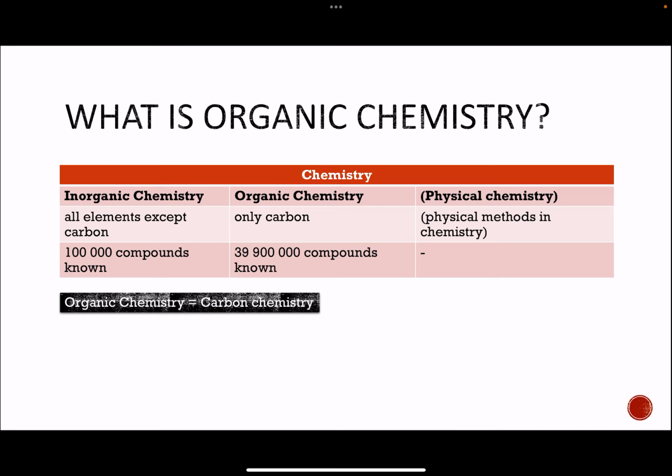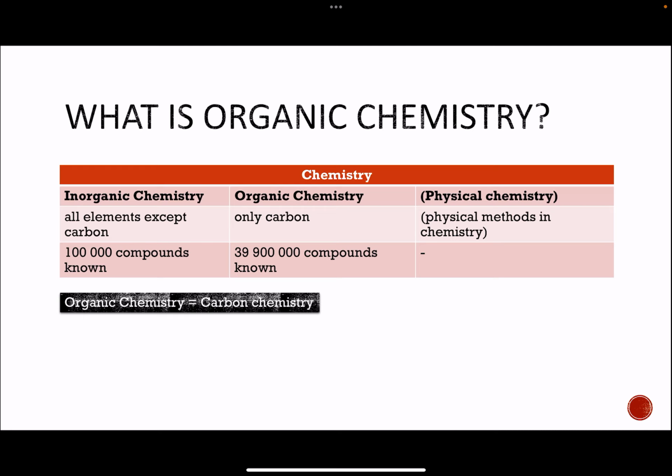What is organic chemistry? Organic chemistry is one of three branches of chemistry. We have inorganic chemistry that deals with all the elements except carbon. And then we have organic chemistry, which exactly focuses on the element of carbon only. And we have physical chemistry, which works with physical methods in chemistry.